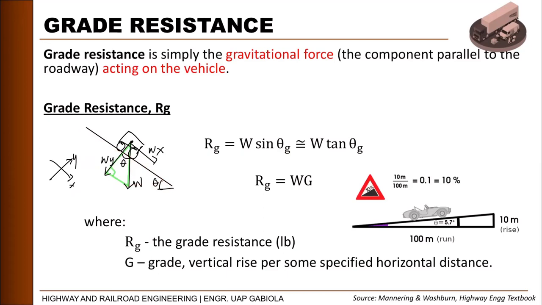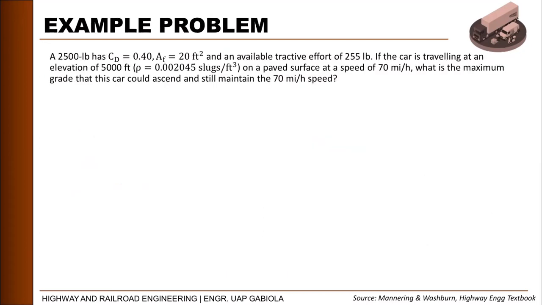So with that, let's have an example. Okay? So a 2-pound car, siguro, no? A 2-pound car has a drag coefficient of 0.4, frontal area of 20 feet square, and available tractive effort of 255. If the car is traveling at an elevation of 5,000 feet, so given yung elevation, so ito daw yung density yung gagamitin natin on a paved surface at a speed of 70 miles per hour, what is the maximum grade that this car should ascend and still maintain 70 miles per hour? Okay. So, ano daw yung grade na kailangan natin?